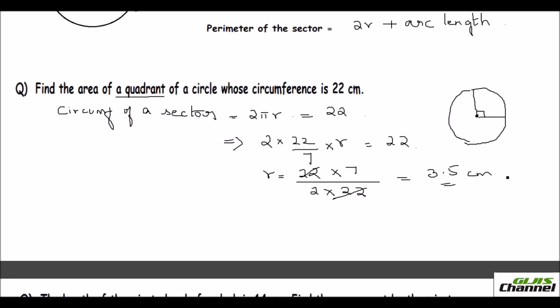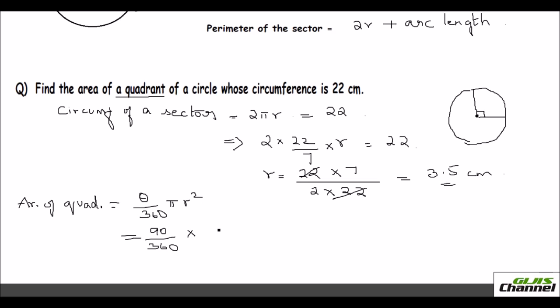Centimeters. So I got my r. Now I can find the area of the quadrant. So area of quadrant is equal to, we know that the angle is 90 degrees, right? So the formula is theta by 360 times pi r square, right? So theta here is 90 degrees divided by 360 times pi, we can take it as 22 over 7, and r just now you got it as 3.5.